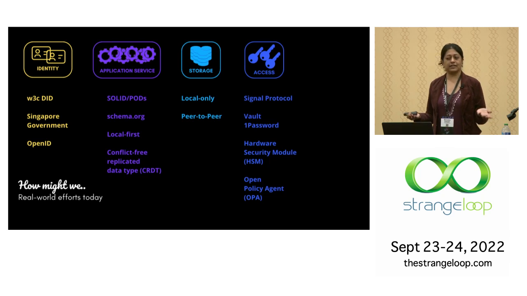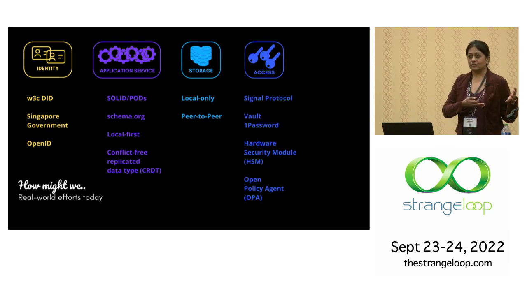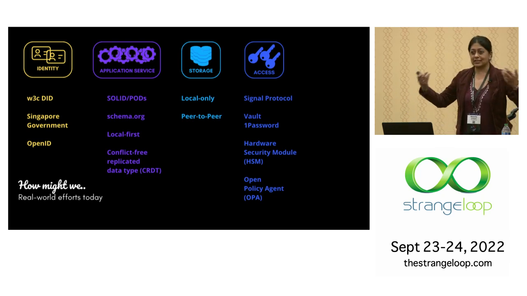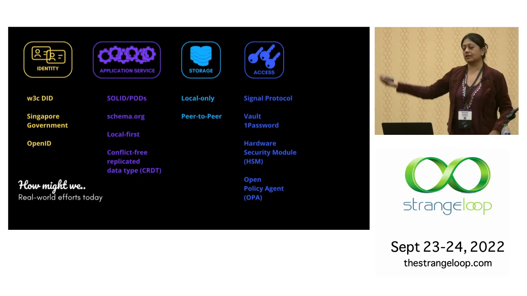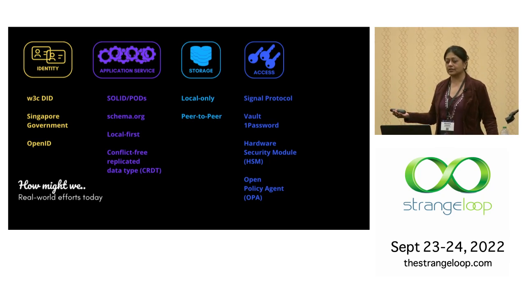Another class of things around access. We could put Vault, 1Password, HSM. These are all types of things that will allow you to decouple the storage of secrets from the storage of data. All of these things are allowing you to decouple and tease things apart that can then eventually lead us to decentralization. The last one I put here on this list was OPA, Open Policy Agent.